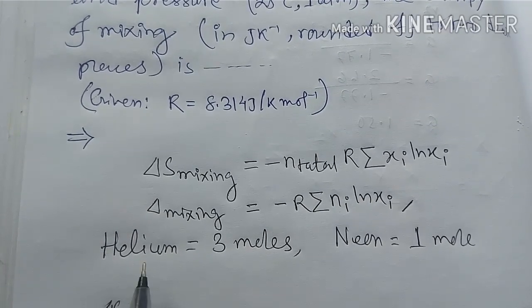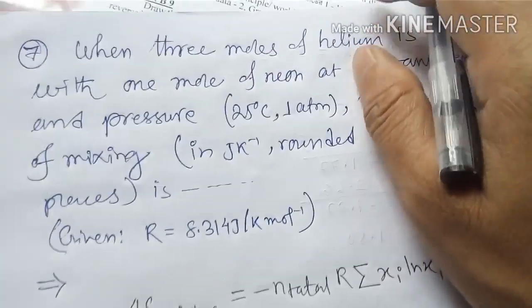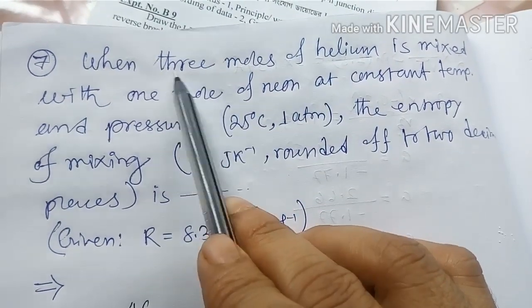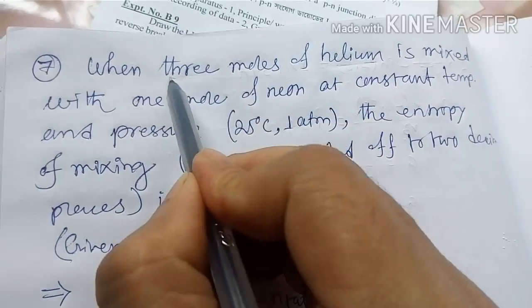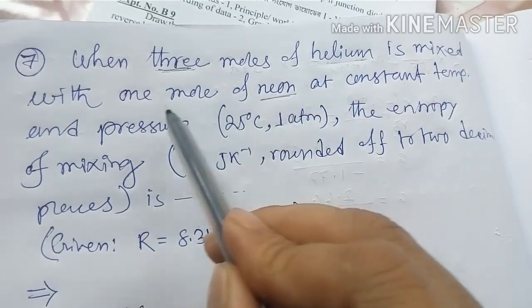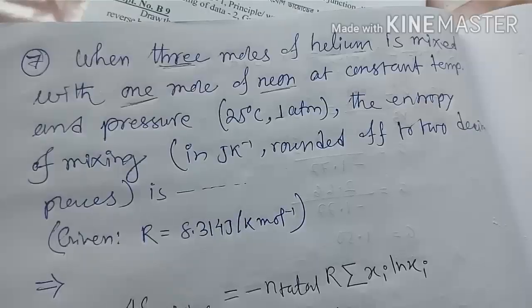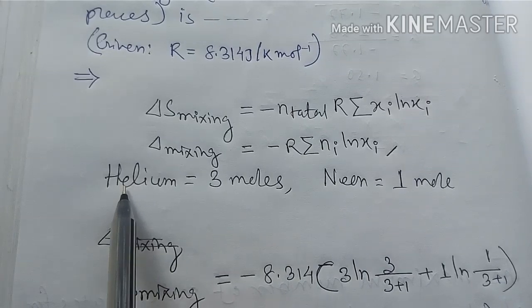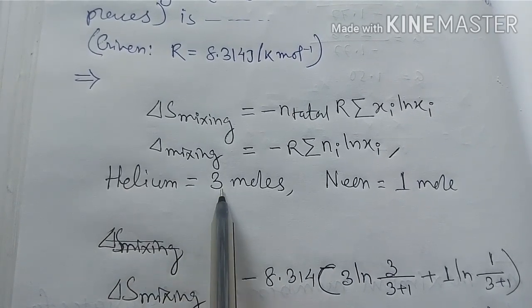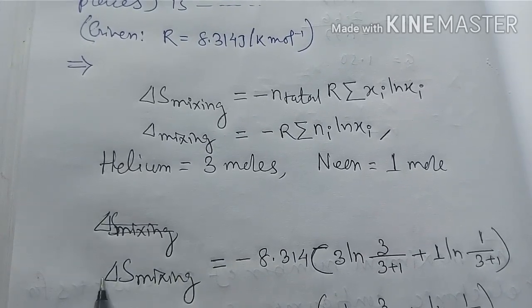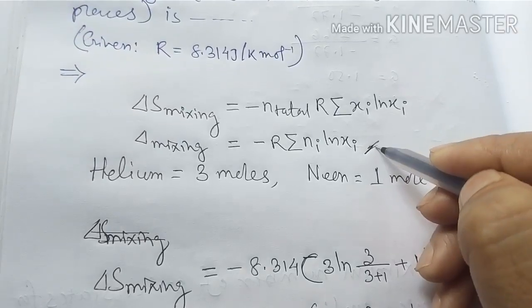Now in this question, you have to see helium. How many moles of helium? 3 moles. And the other one is neon, how many moles? 1 mole. So helium equals 3 moles and neon 1 mole. This is the formula, delta S mixing, and I can use this one.